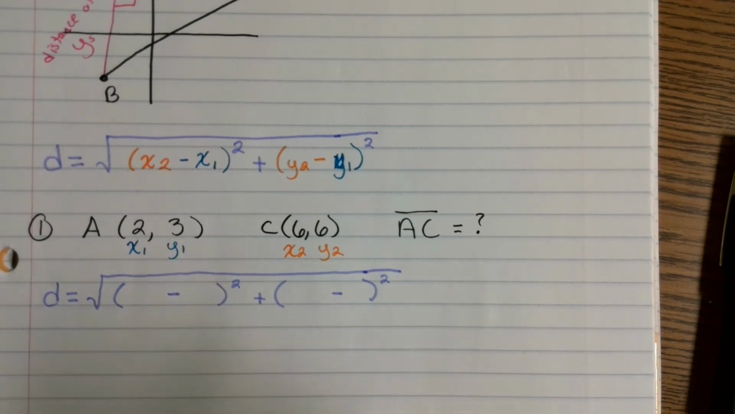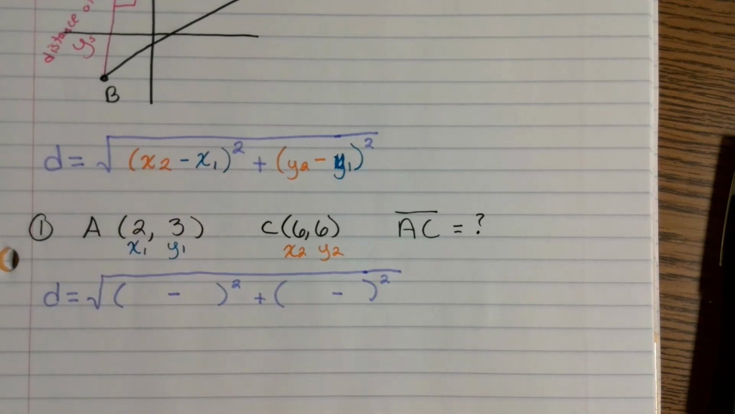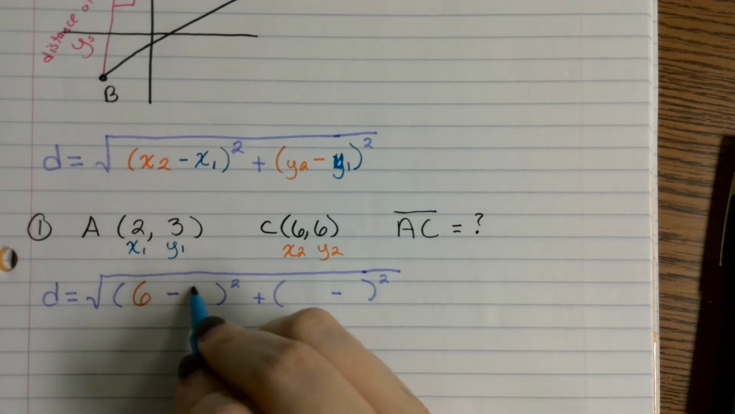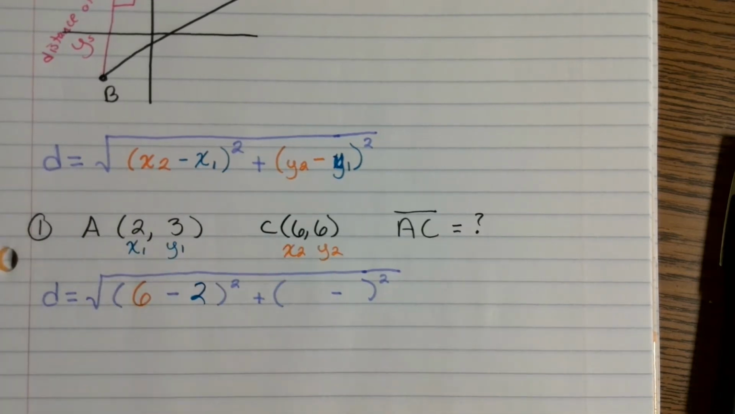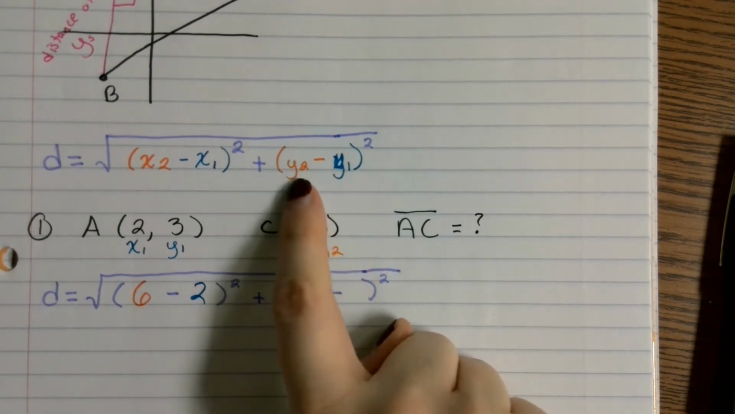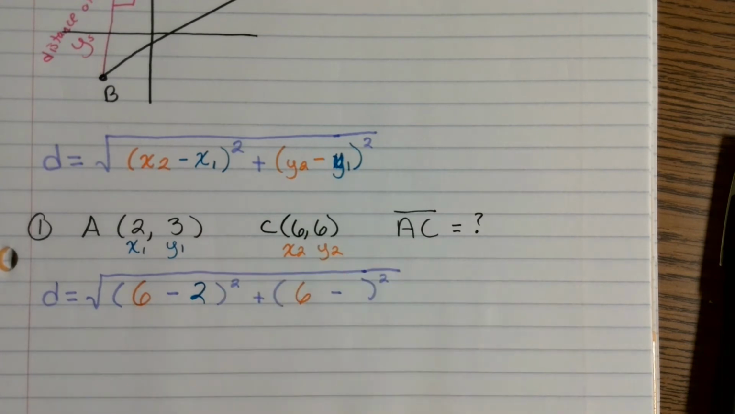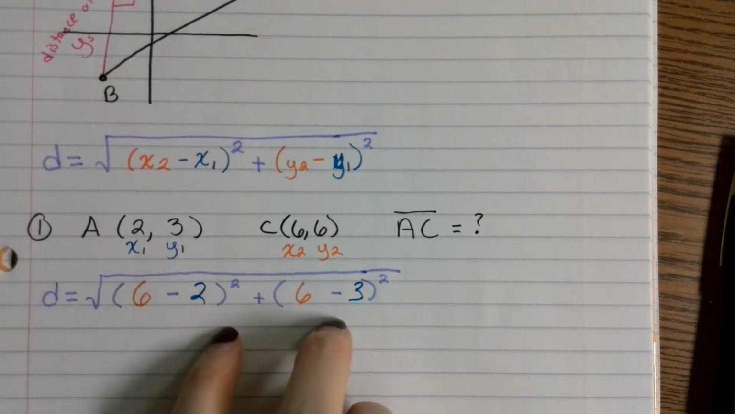Okay? All right. So again, the components. I'm going to take x2 minus x1. What's my x2 value? 6. What's my x1 value? 2. Here's my x2, here's my x1. So I have 6 minus 2. Now we're going to do it for y2 minus y1. What's my y2 value? 6, right there. And my y1 value? 3. Again, it doesn't matter. I could do 2 minus 6 and 3 minus 6.